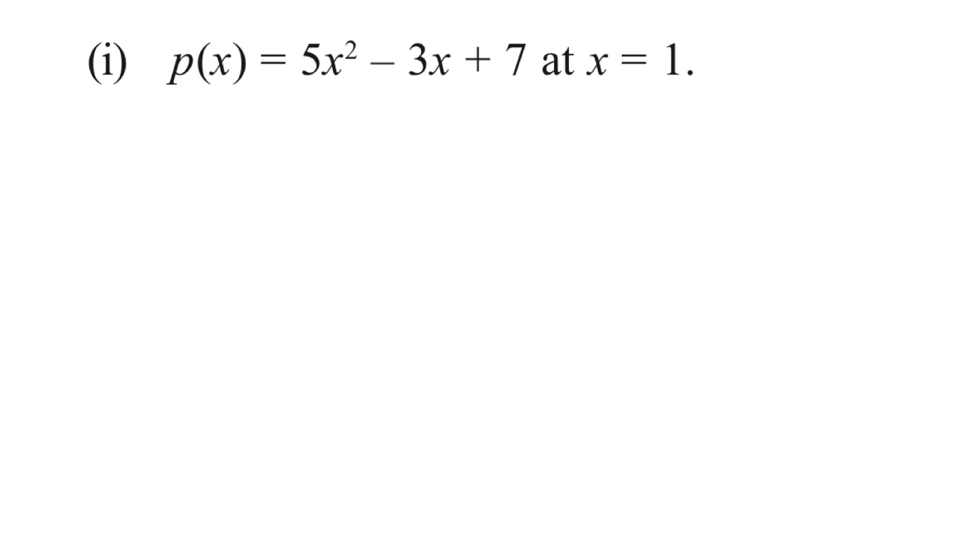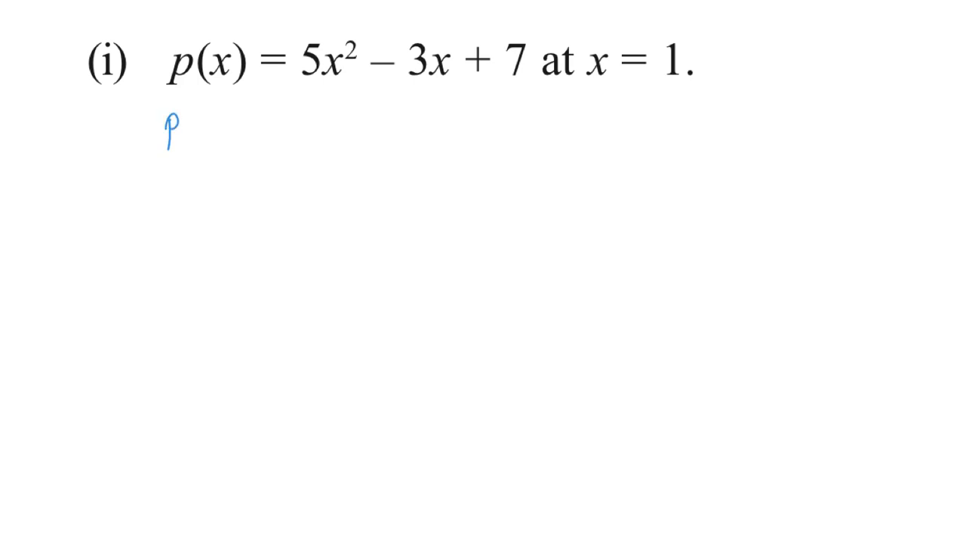Let us find the value of p of x is equal to 5x squared minus 3x plus 7 at x equal to 1. How do you go about doing it? Always remember, in mathematics, learn how you do it. Follow the steps in an incremental fashion and then you will automatically arrive at the answer. So the method is take the value of x, whatever it is, and substitute it in place of x wherever x is.